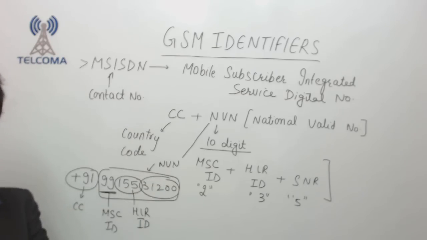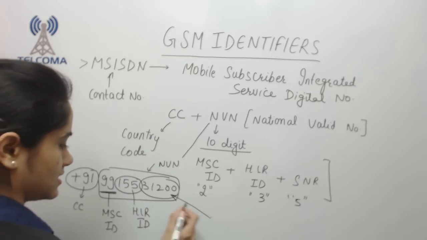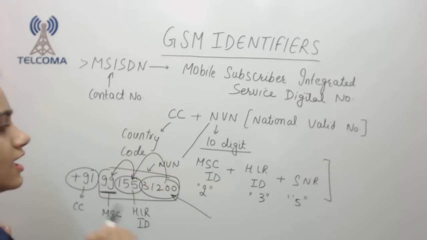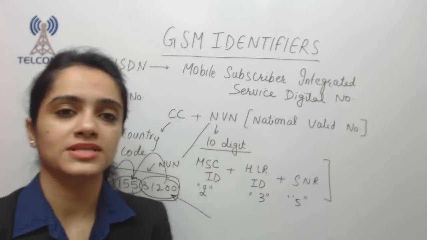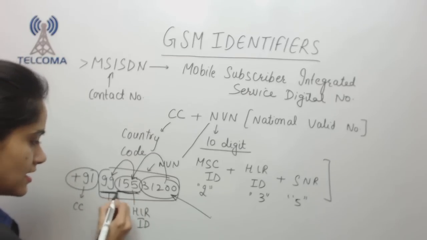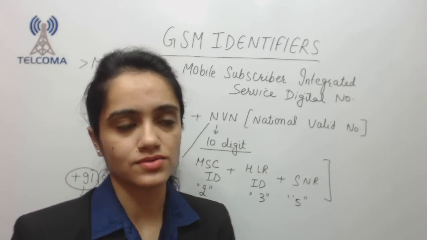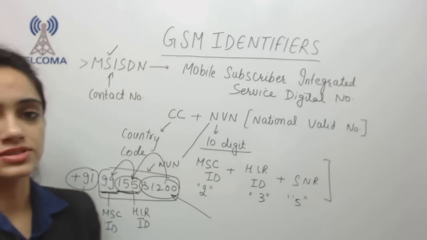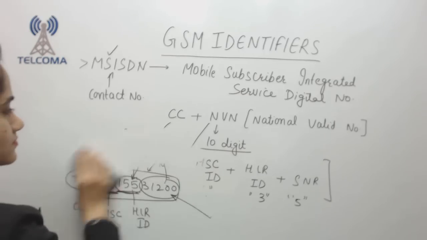Now this number will represent that the person who has been allocated this serial number is registered under this HLR of this MSC. So whenever in a call flow the MSC performs digit analysis, it finds the HLR and MSC from which it can find out the location of the user. So this is about the very first identifier which is used in GSM, and it is MSISDN.